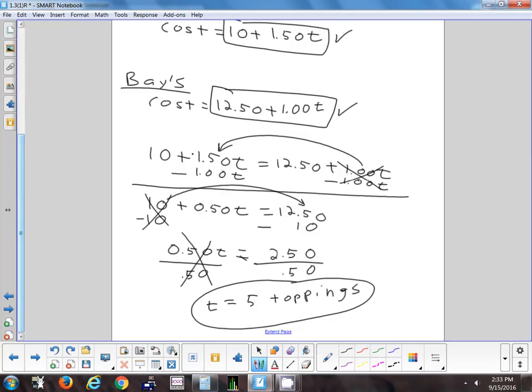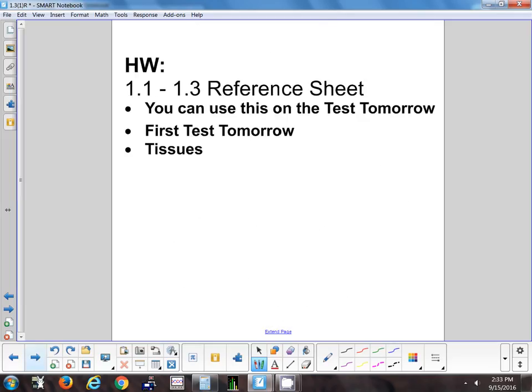All right. Any questions on that? Okay, so tomorrow you're going to have one just like that on the test. You're going to have to set up 2 things and set them equal. All right, so couple reminders. I think I already told you. Okay, first test is tomorrow. Okay, Mr. Ray and I made you guys a reference sheet. These problems are very similar to what's on the test. Okay, you can use this reference sheet on the test. So when you're taking your test, you can have this next to you.